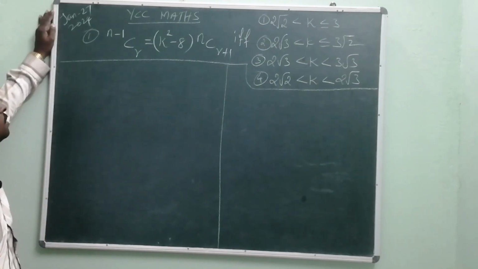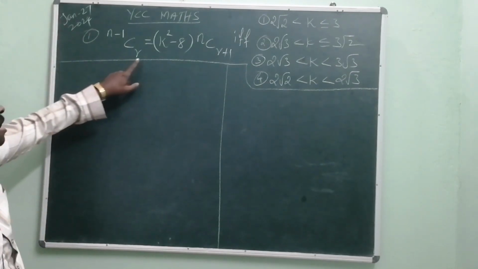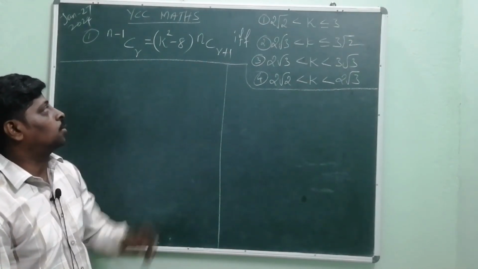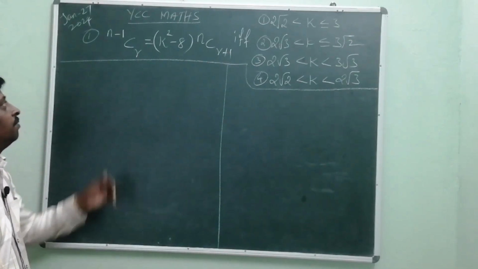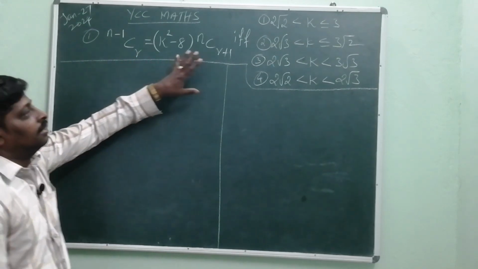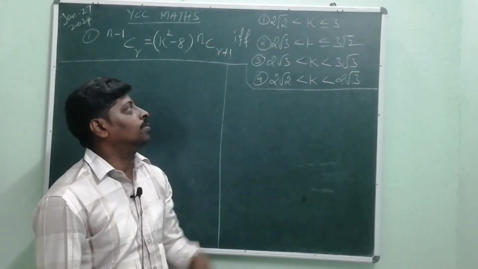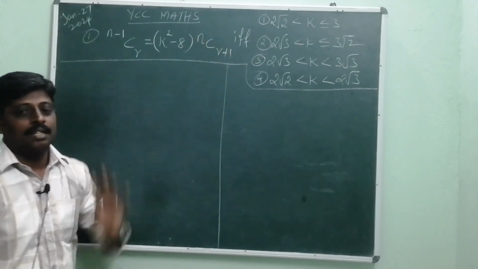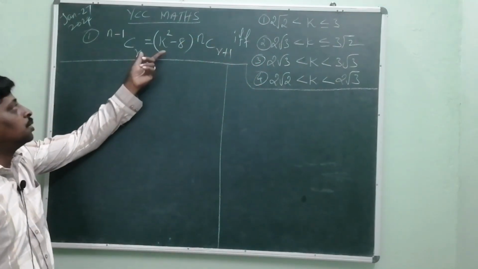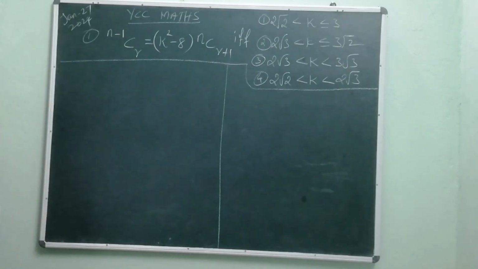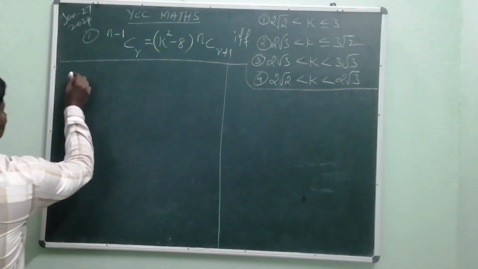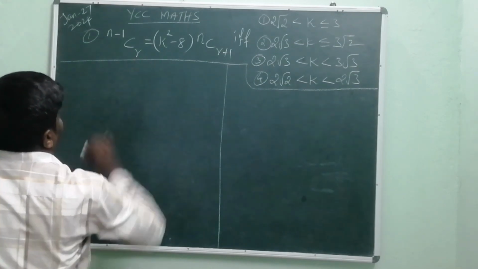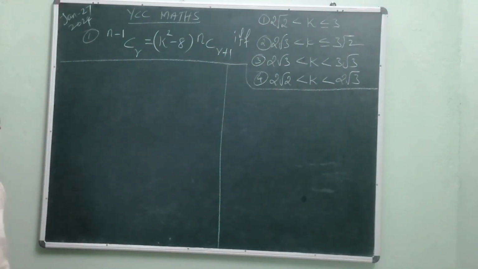The question is: n minus 1 CR equals (k square minus 8) into NCR plus 1, if one only. If this result is true, then which of the four options is true? We want to find the necessary and sufficient condition for this result to be true. Now we take the question: n minus 1 CR equals (k square minus 8) NCR plus 1.